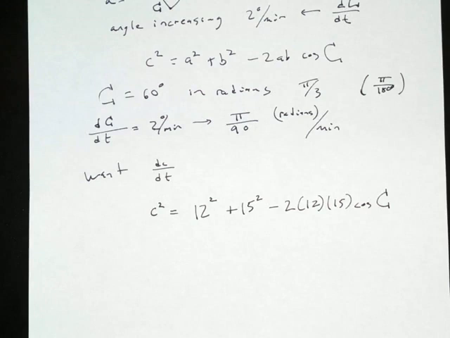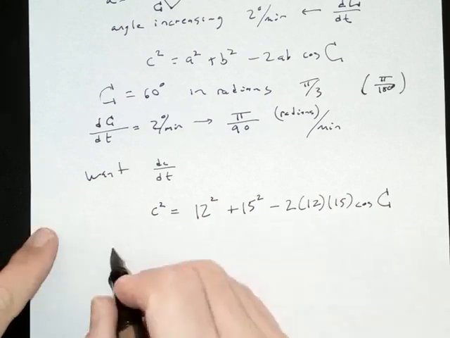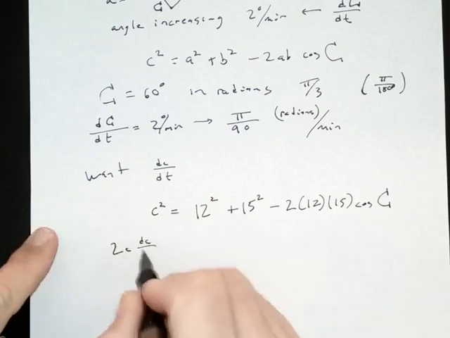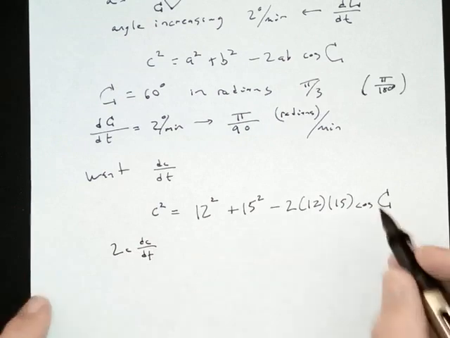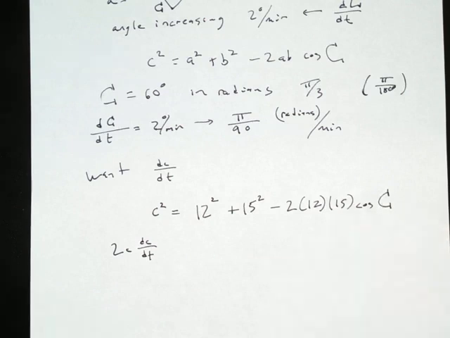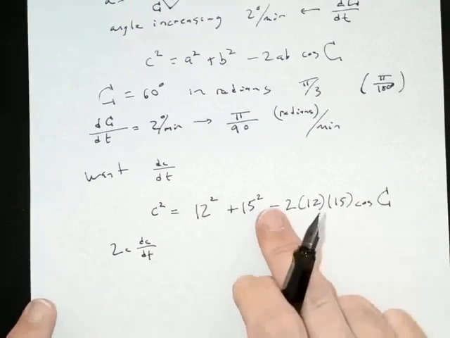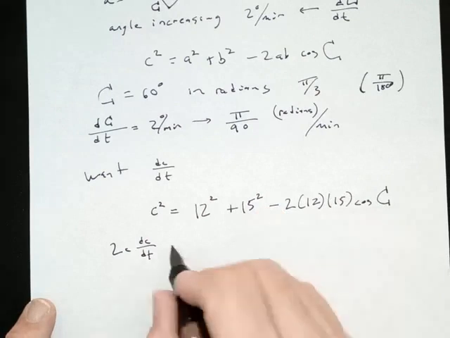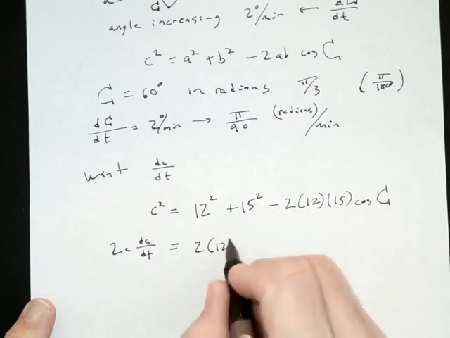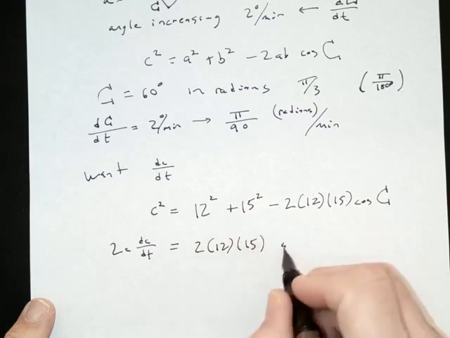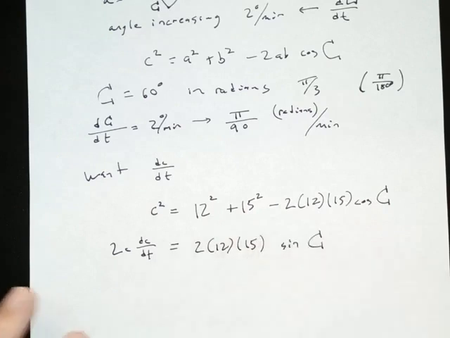When you take your derivative, what do you get on the left-hand side? dc over dt. Well, good, there's the dc dt we wanted. Take the derivative on the right-hand side. Derivative of cosine is? But there's already a negative here, so it's going to be positive. Yeah. So 2 times 12 times 15 sine C.